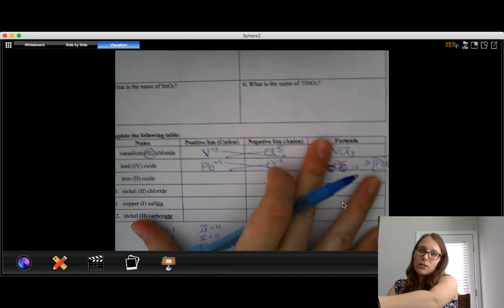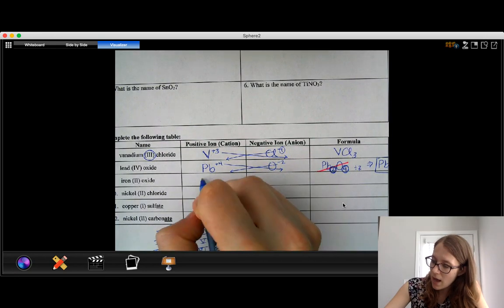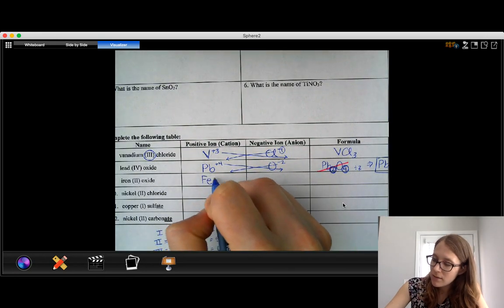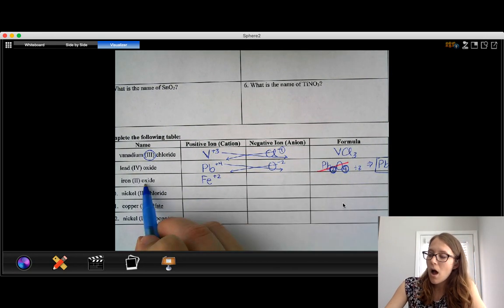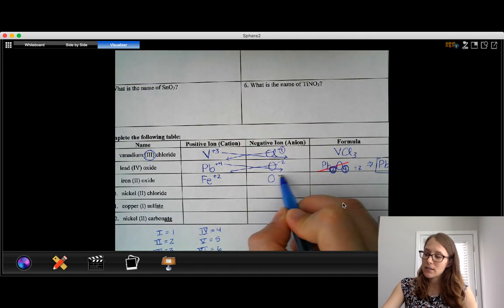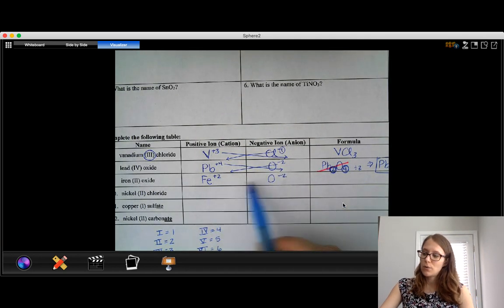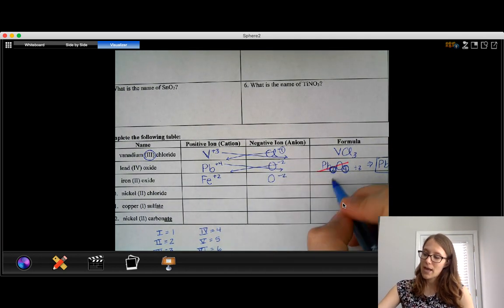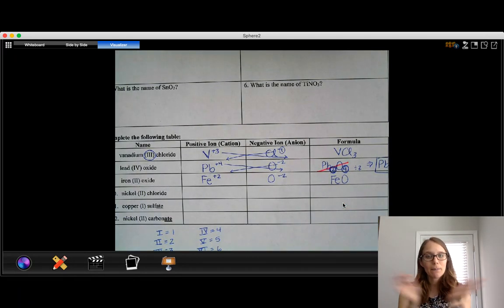All right, so continuing on here, iron, Fe, +2. Oxide we just had, that's a -2. +2, -2 is a perfect match. So I just take the 2 symbols, Fe and O, and stick them together.